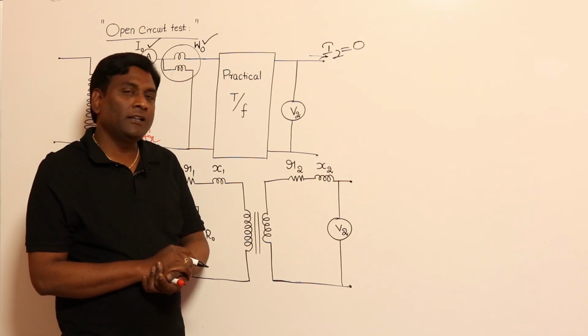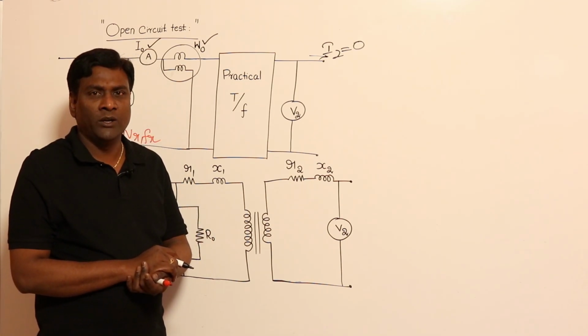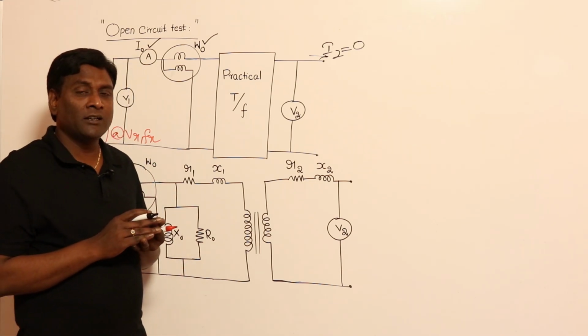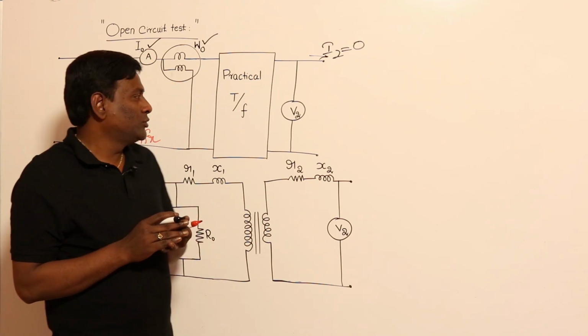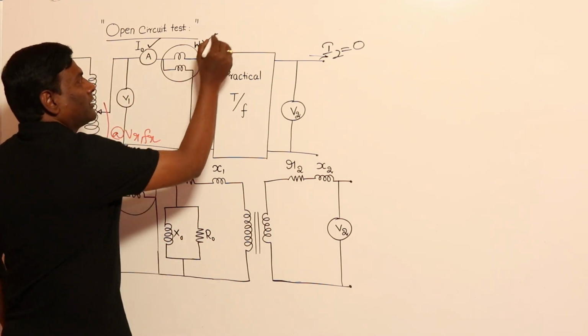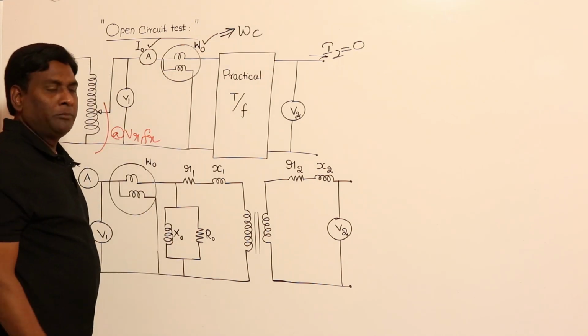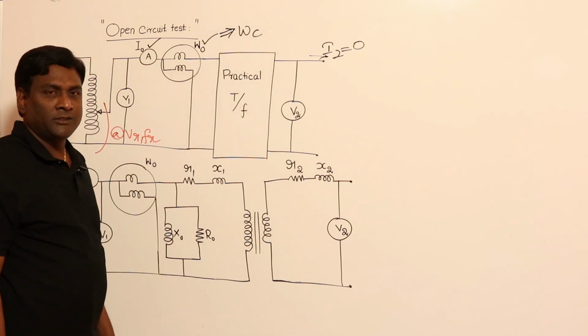After that, we have to think of core loss. In the no load condition, hysteresis loss and eddy current loss are happening or not? Yes, they are happening. So this wattmeter will record the core loss. Core loss means the hysteresis and eddy current losses are what it is going to record.